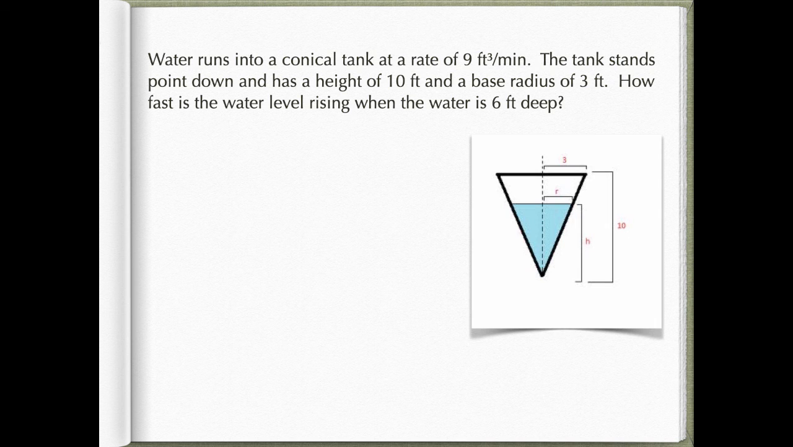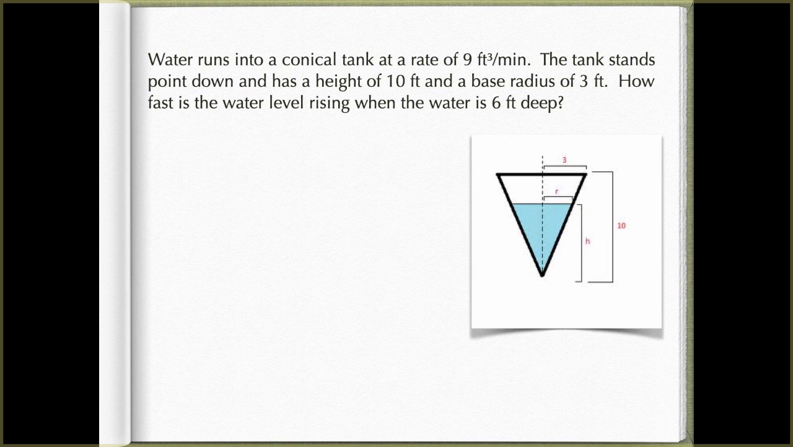Water is running into a conical tank at a rate of 9 feet cubed per minute. The tank stands point down and has a height of 10 feet and a base radius of 3 feet. How fast is the water level rising when the water is 6 feet deep? You'll notice I already have a picture here. I have my radius of 3, we have a height of 10, and then my height of my water is h and r, because we don't know what those values are.